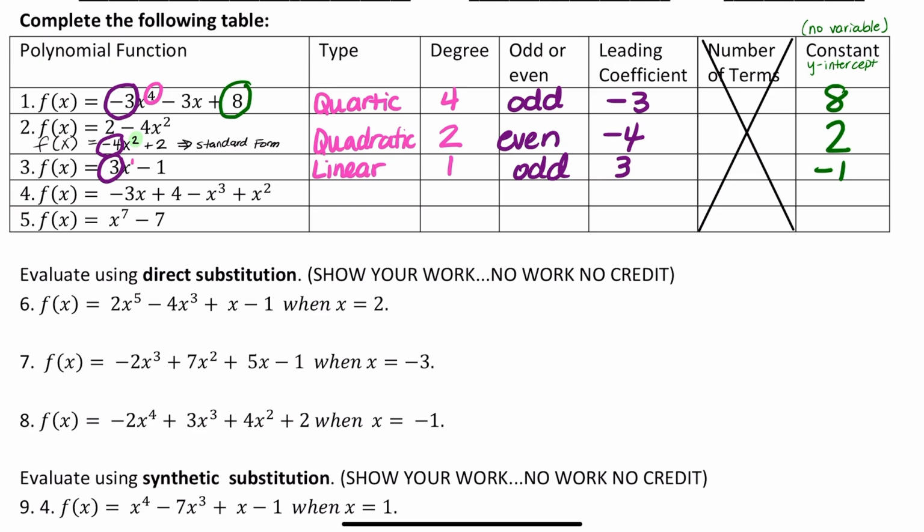Go ahead and try to do number 4 and number 5 on your own. Pause the video and play when you're ready.